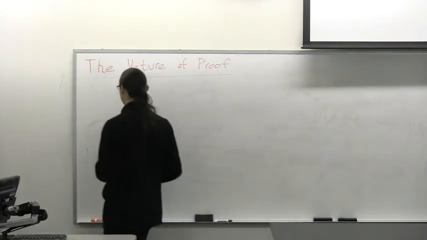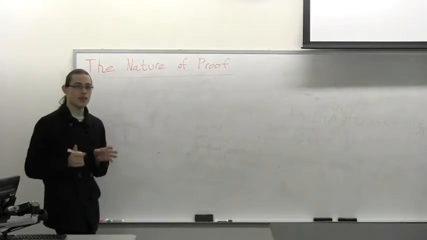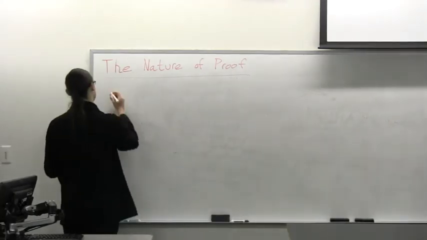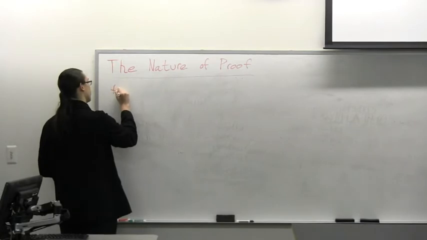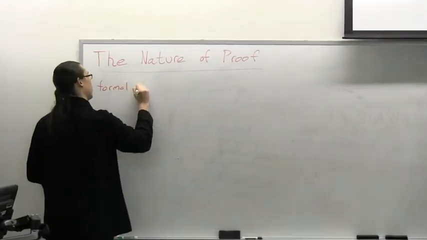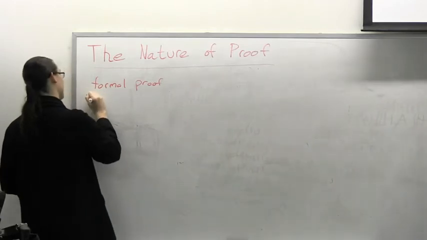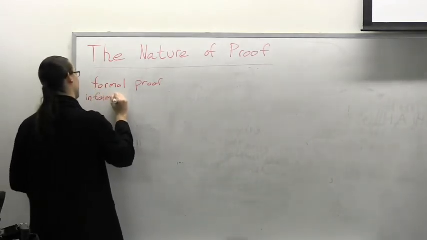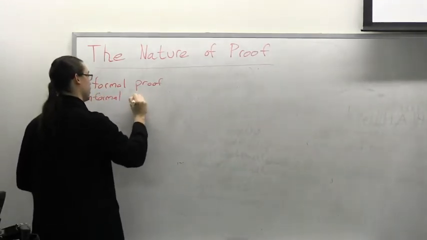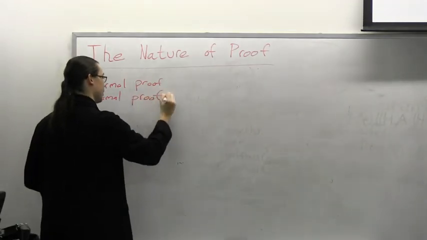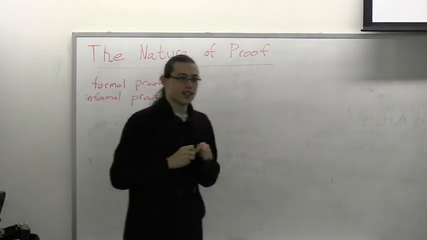So let me be a little bit more precise. There's sort of two things we mathematicians call proof. There's a formal proof and an informal proof. Which one do you think we use more? Informal. Indeed. It's a lot easier.